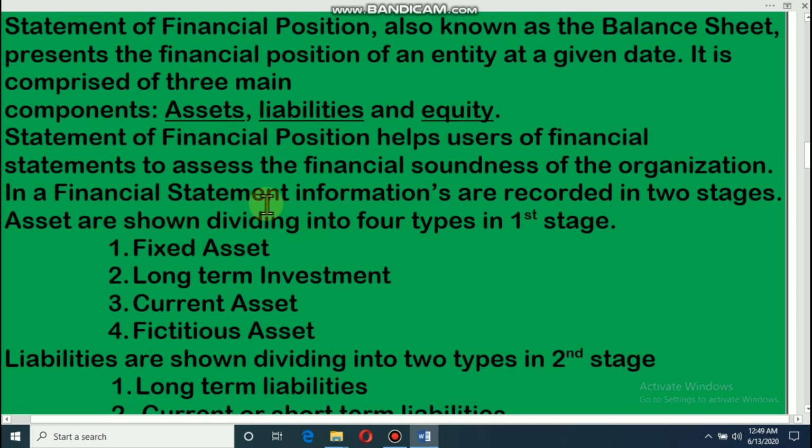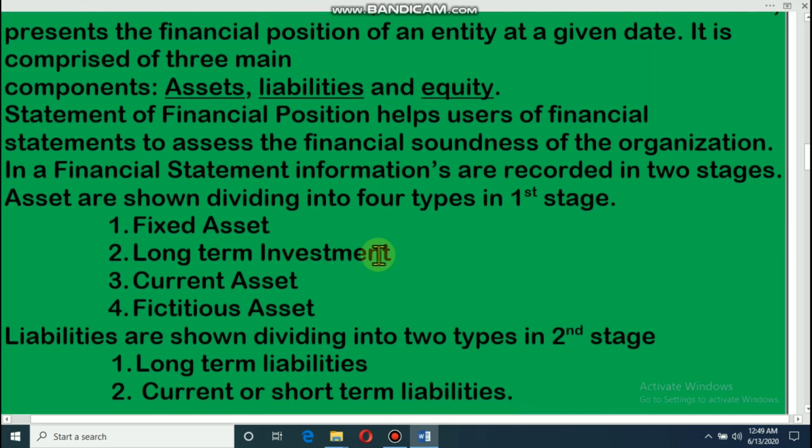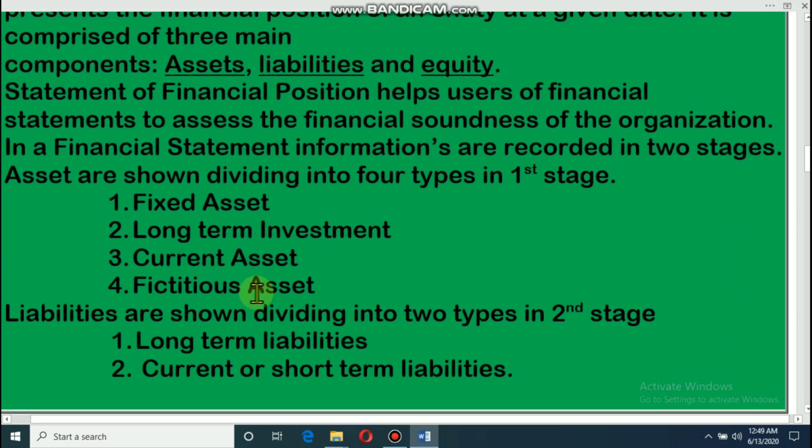In a financial statement, information is recorded in two stages. Assets are shown divided into four types in the first stage. That means in the financial statement, all assets are shown in the first stage, and in this stage we write fixed asset, long-term investment, current asset, and fictitious asset. That means there are four types of asset: fixed asset, long-term investment, current asset and fictitious asset.